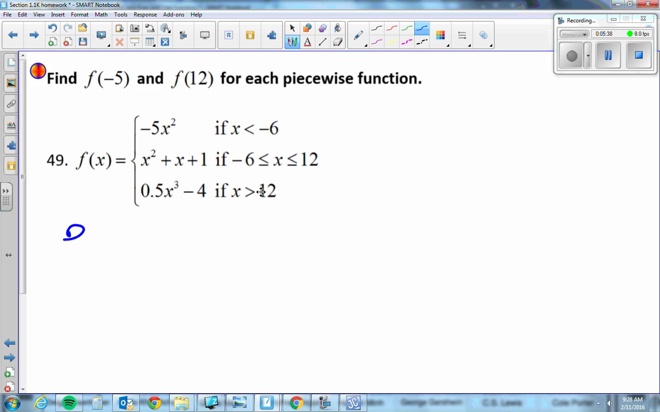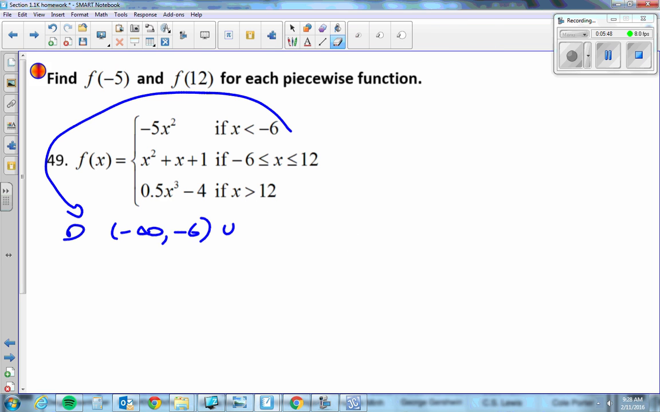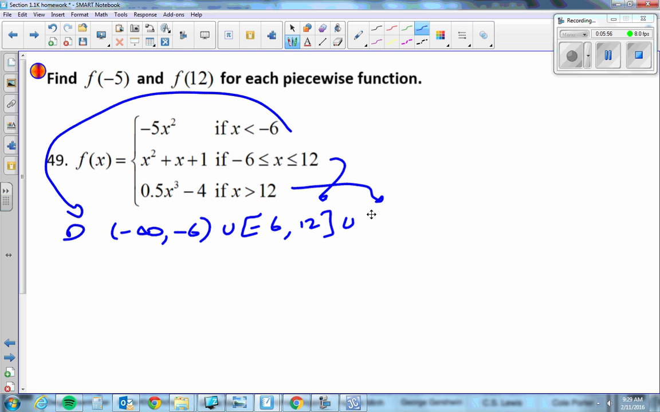If I put these 3 pieces of the domain together, this represents all the numbers up to -6, not including -6. So that's this first interval. The next interval is from -6, but it's inclusive, -6 to +12, including both. That's this middle interval. And the last one is from 12 on to infinity, not including the 12.